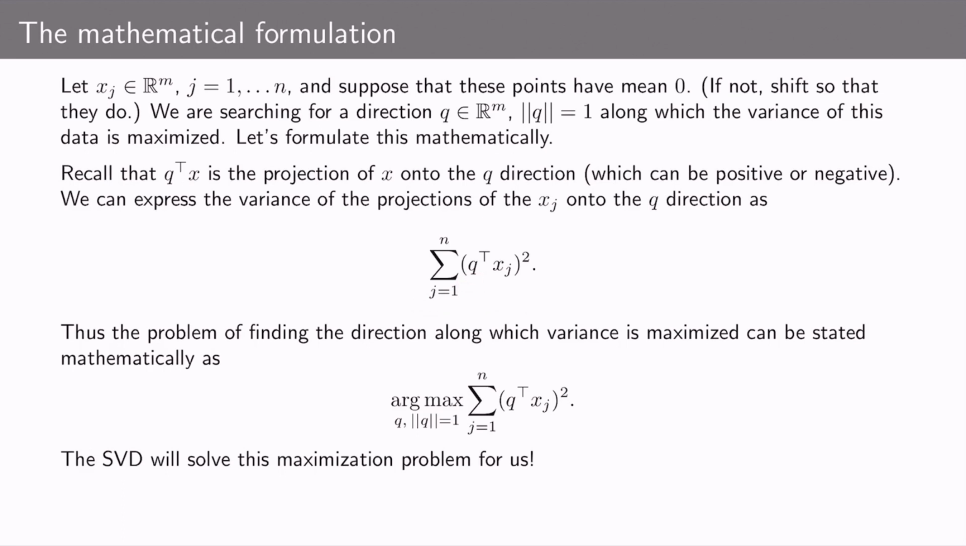So mathematically speaking, we can state our problem as an argmax problem. In other words, I would like to find the argument q that gives me the maximum value of the sum of q transpose xj squared, where q is restricted to have norm 1. The singular value decomposition will solve this problem for us.